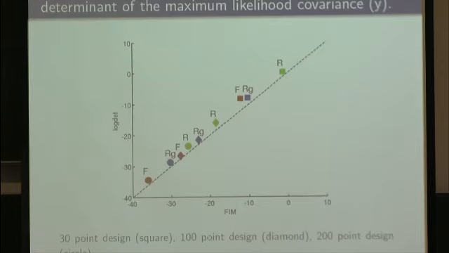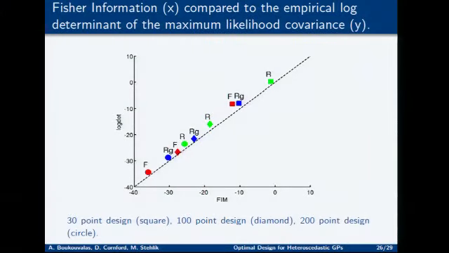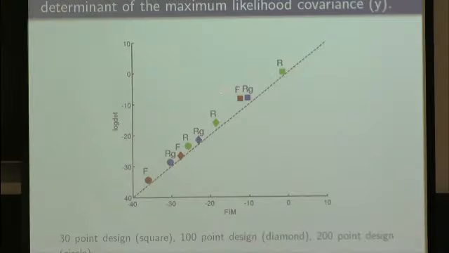Okay, so this, again, same type of plot: Fisher information with respect to the log determinant of the empirical covariance of the maximum likelihood estimates for three different design sizes. So the squares here are 30-point designs, the 100 points are the diamonds, and the 200 points are the circles. Okay, so you become more certain as the design size increases, so that's reasonable.